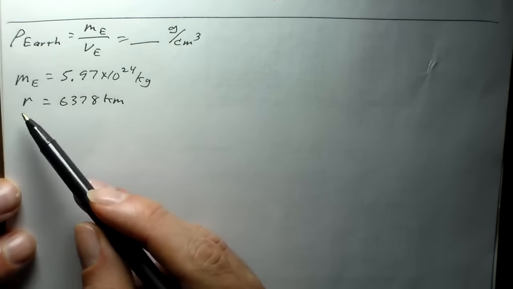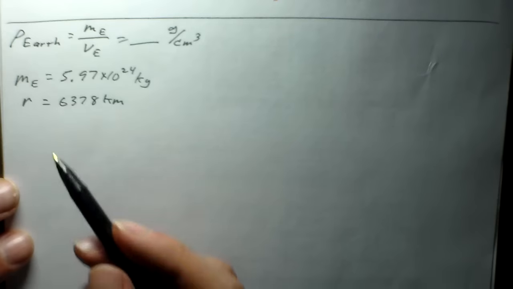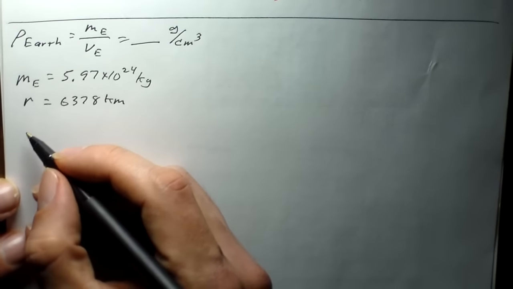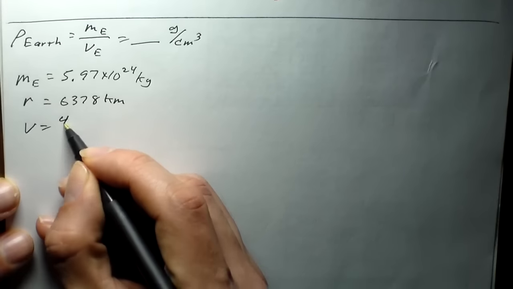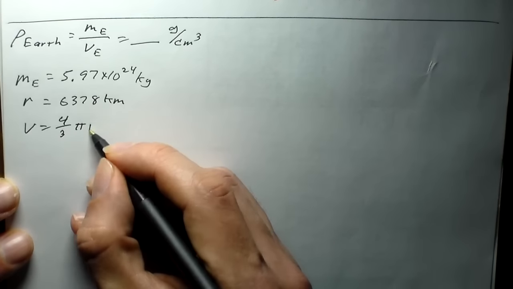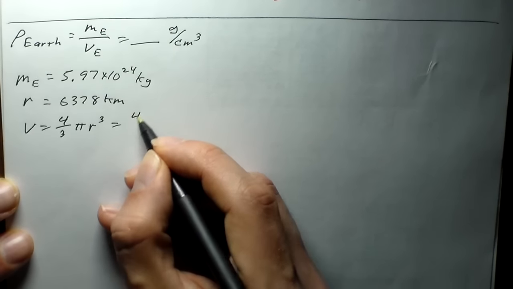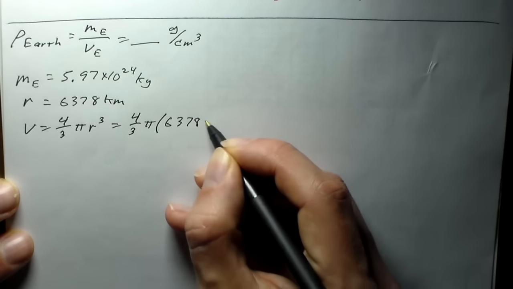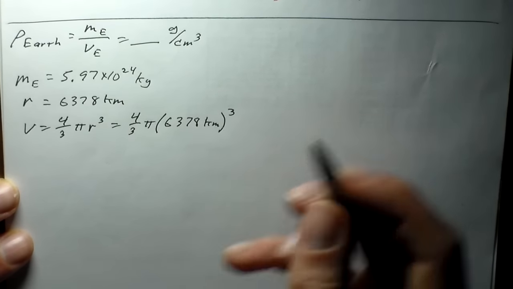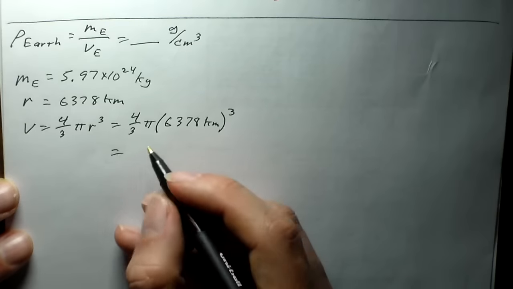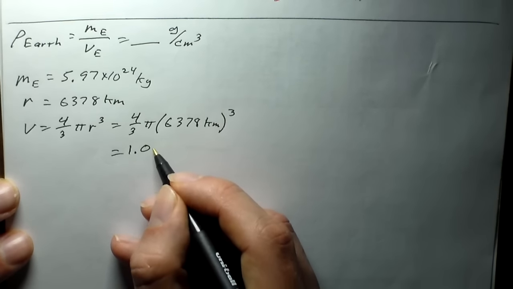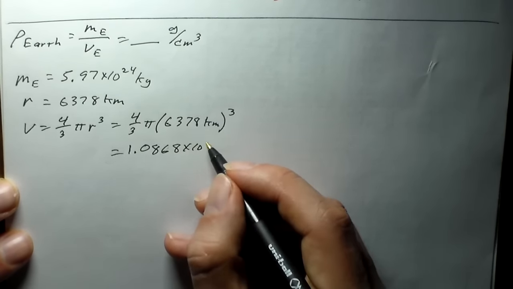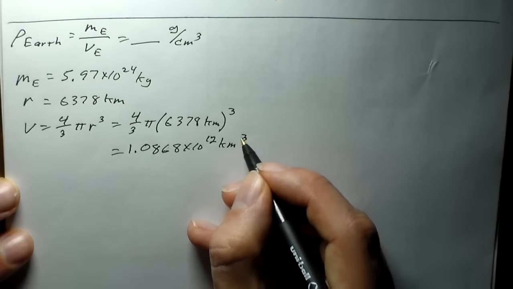All right, now, first of all, we have here the radius. We need to get the volume. Of course, the Earth, to a first approximation, is a sphere. So we know that the volume is equal to 4/3 pi r cubed. So that's just going to be 4/3 pi times my 6,378 kilometers cubed. So this is going to work out to be 1.0868 times 10 to the 12th cubic kilometers.